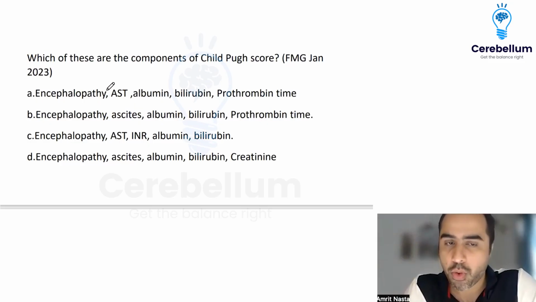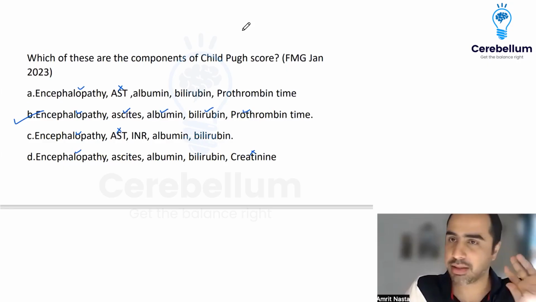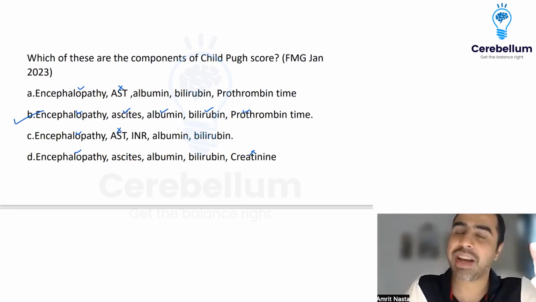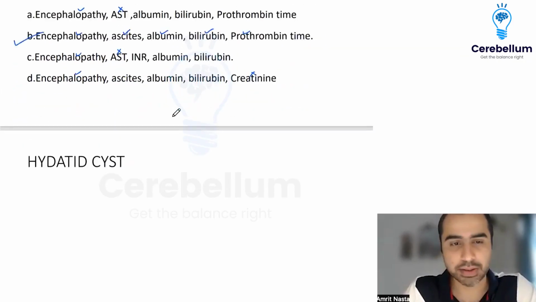Right. So what are the components? A, B, C, D, E. So encephalopathy is there. AST is not there. AST is SGOT. It is not a part of the score. Creatinine is not a part of the score. So albumin, bilirubin, coagulation, distension, encephalopathy, answer is B. These kinds of questions you should get correct. You should not make mistakes in these. Only then you will get 30 marks in surgery, and then mission 150 will become an easy reality. That's how you should think. These are bread and butter questions. These are not difficult questions.